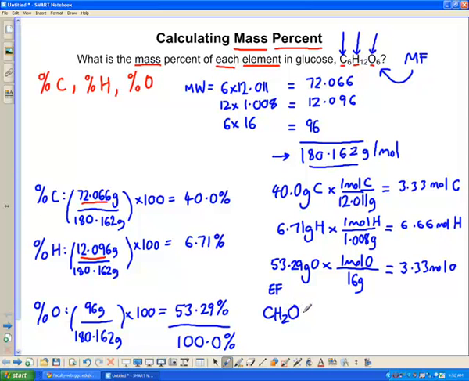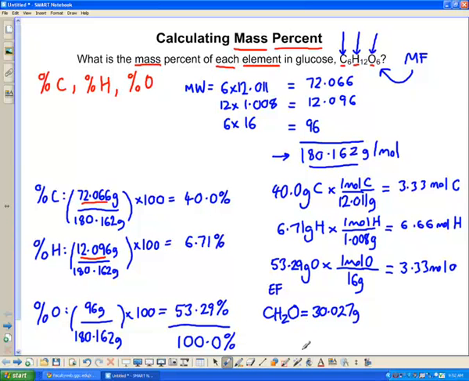I'm just trying to do this without writing anything down, just to save some space. 12.011 plus 2.016 is 14.027, plus 16 is 30.027 grams. That's the empirical formula weight, the result of 1 carbon, 2 hydrogens, and 1 oxygen.